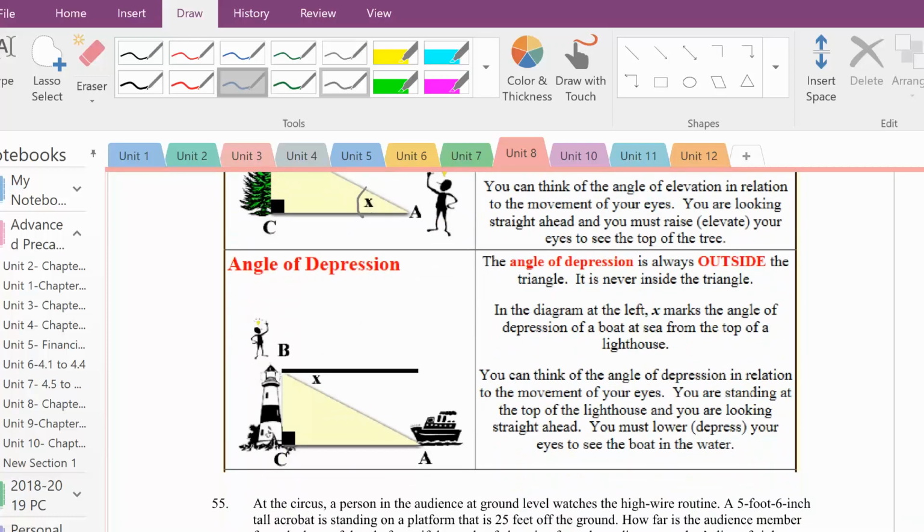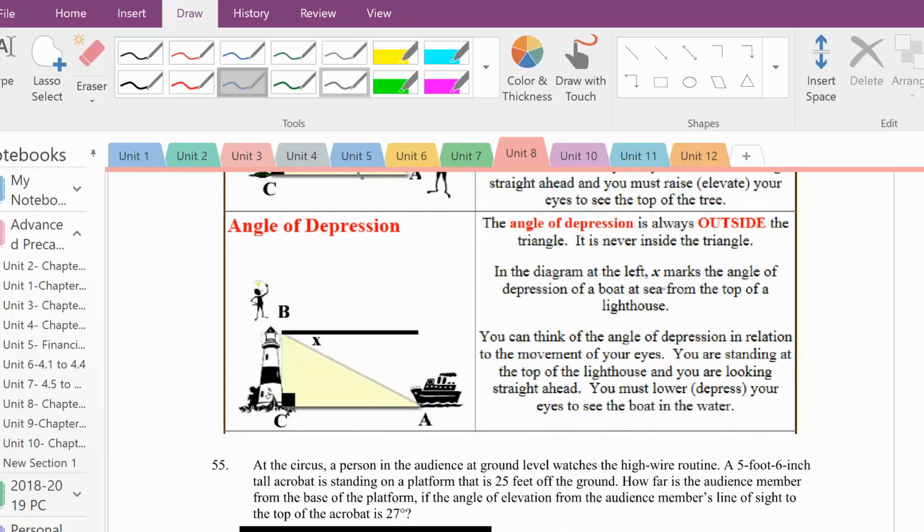The angle of depression is always outside the triangle. It is never inside the triangle. In the diagram at the left, X marks the angle of depression of a boat at sea from the top of the lighthouse. So notice you're looking down at the object from the top of the lighthouse.